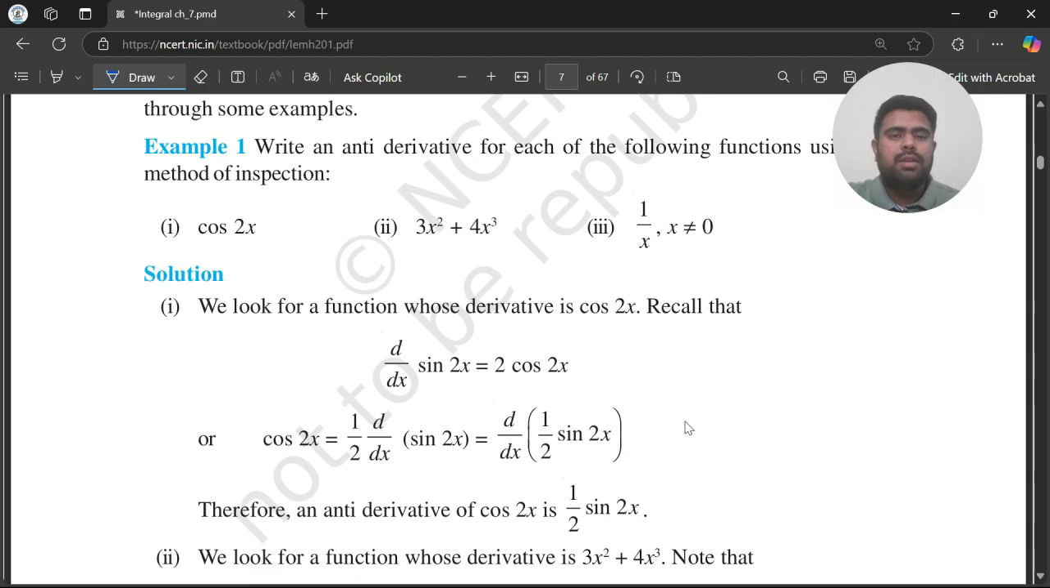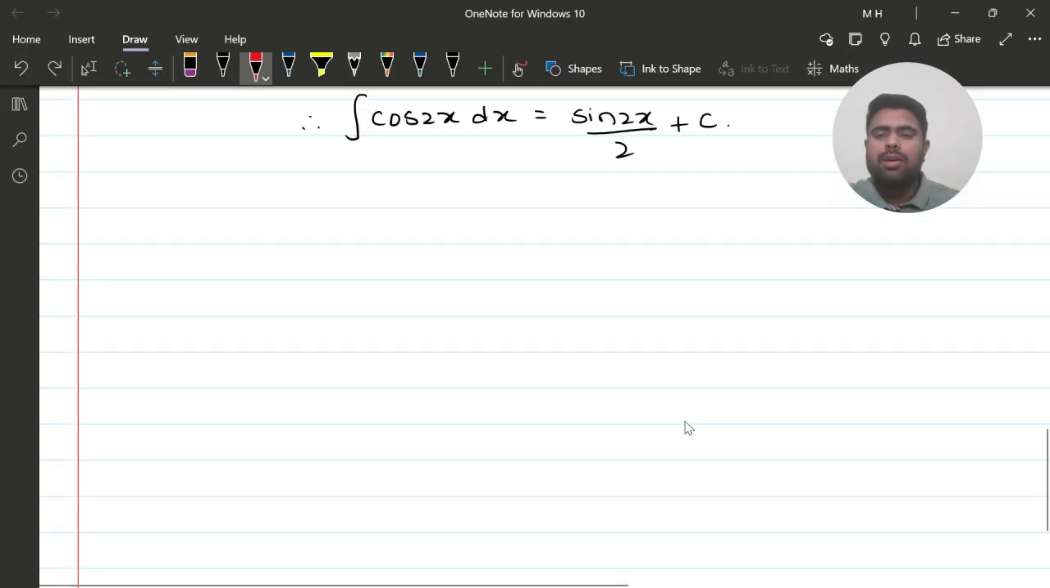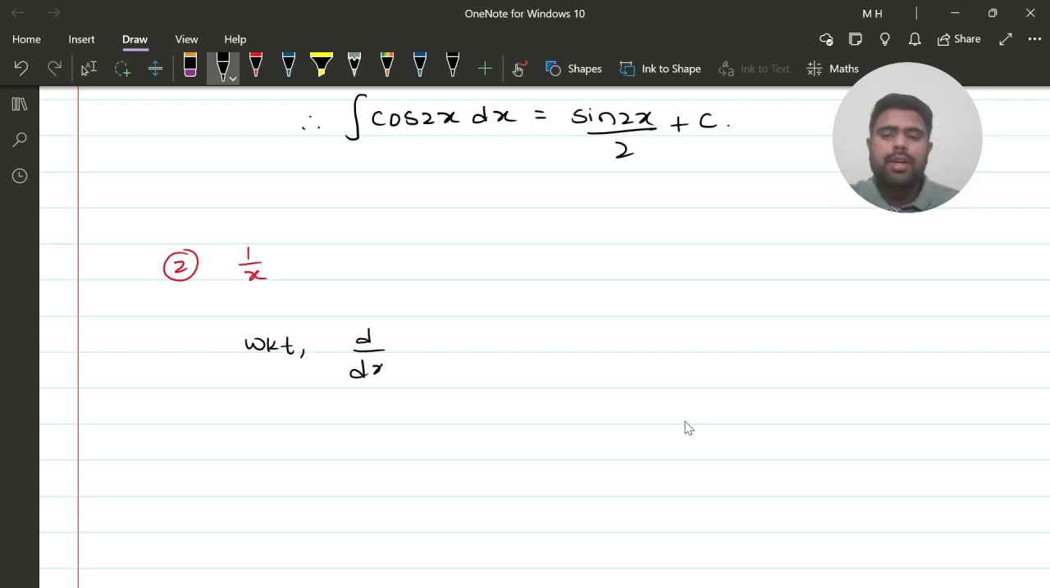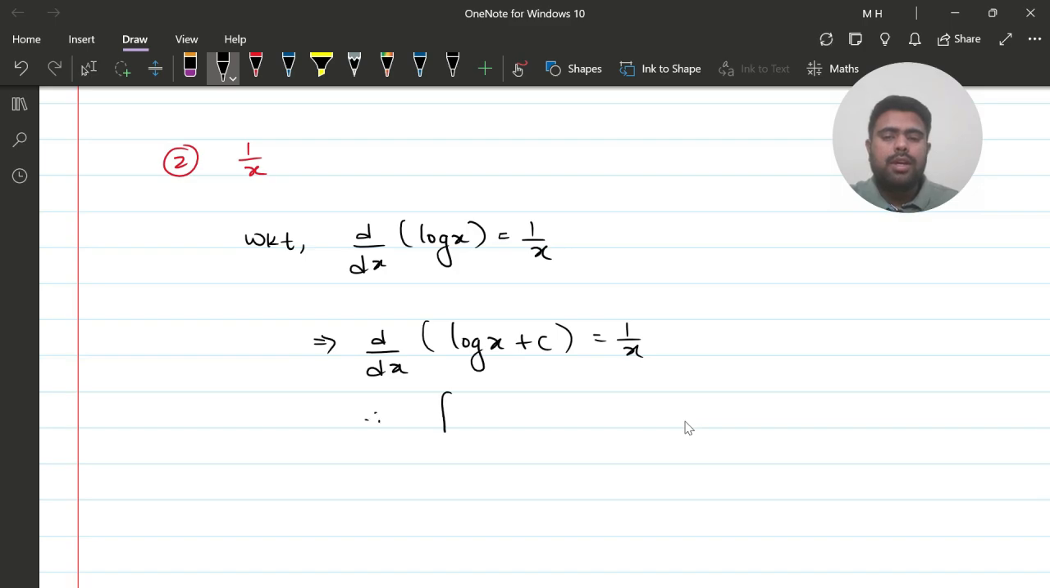There is one question here, the integral of 1 by x. Okay, second question is 1 by x. We know that, what do we differentiate to get 1 by x? Definitely it is log x. So we know that d by dx of log x is 1 by x. So this implies that whatever constant we add to or subtract from log x, we will get again 1 by x. So therefore the integral of 1 by x dx, the antiderivative of 1 by x dx, will be log x plus c. So that is what we have.